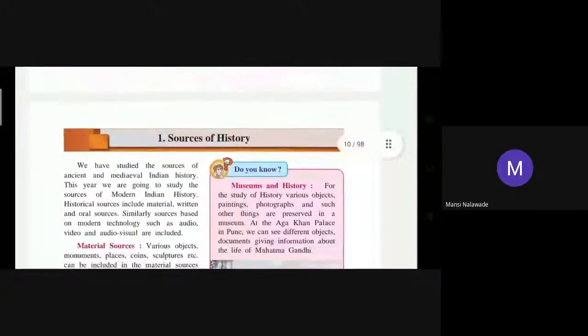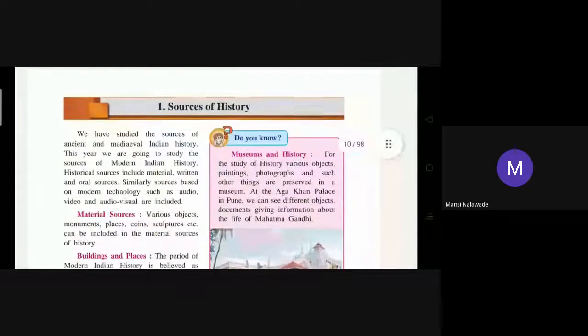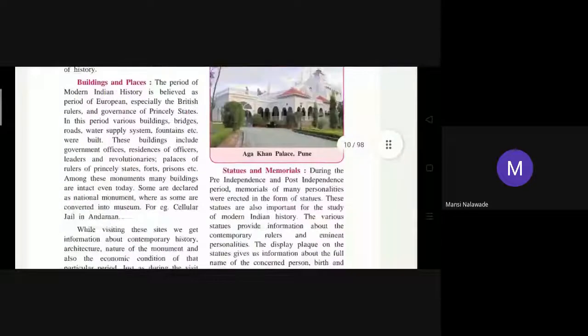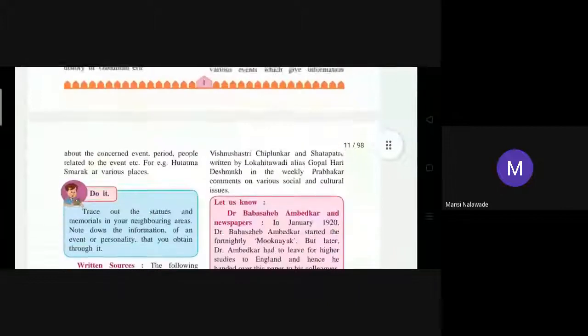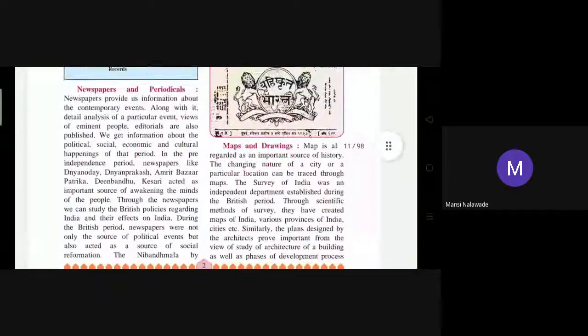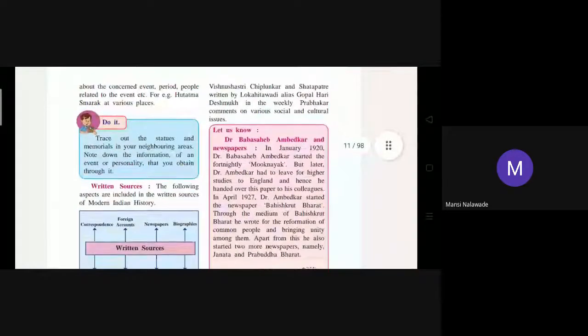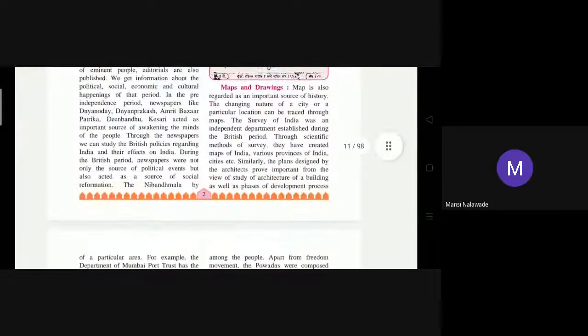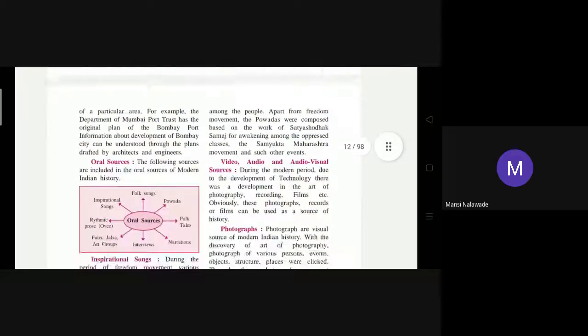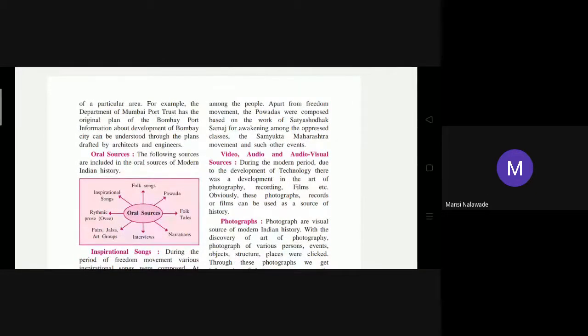Okay, now tell me something about maps and drawings. Yes, who will answer this question? As I have told you, first we will solve the exercise and then I will ask you something from the lesson itself. Yes, Rudra.